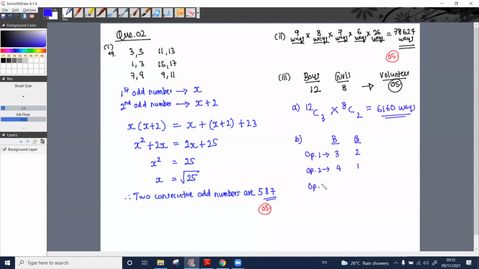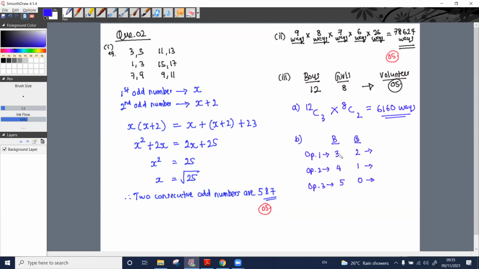We can go for a third option. All 5 can be boys. There are 12 boys, and we form the group of 5 volunteers entirely from the boys. If all 5 are boys, there are no girls. So these are the 3 options we are having. So how should it be?